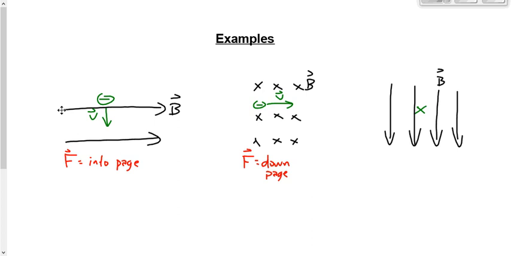Thumb in the direction of the particle, which is into the page. My fingers, which are straight this time. Thumb points into the page. Fingers point down the page. Palm points to the right side of the page. Good. Excellent.